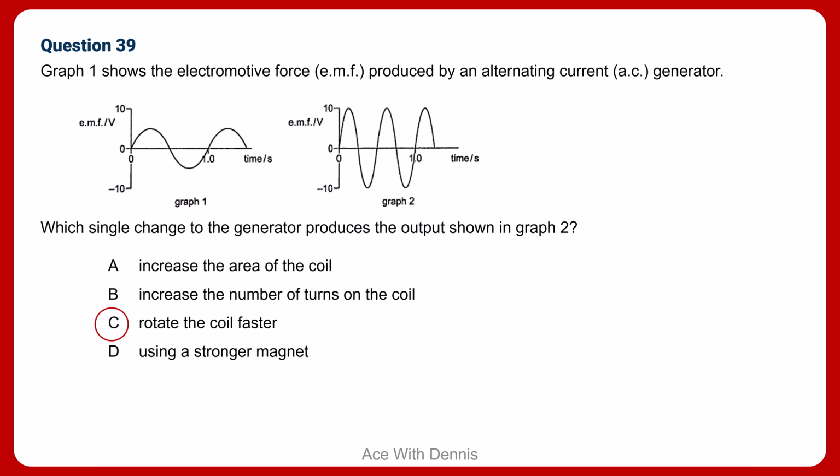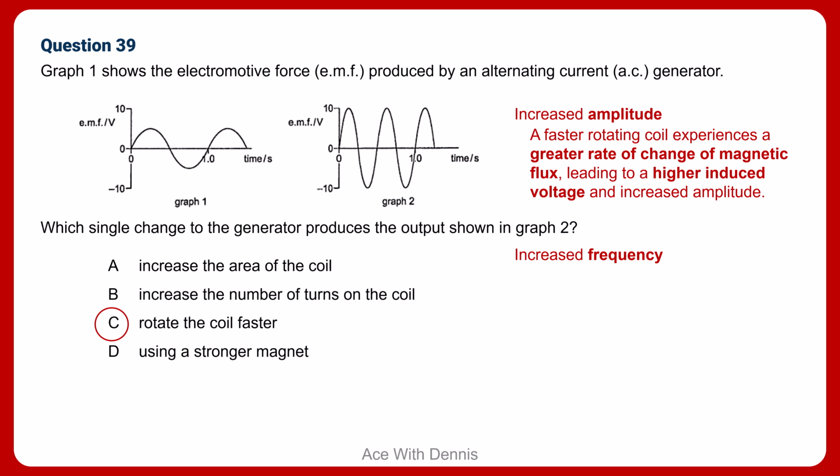The answer is C. Rotate the coil faster. As you compare graph 1 and graph 2, graph 2 has greater amplitude and frequency compared to graph 1. So it has increased amplitude and increased frequency.